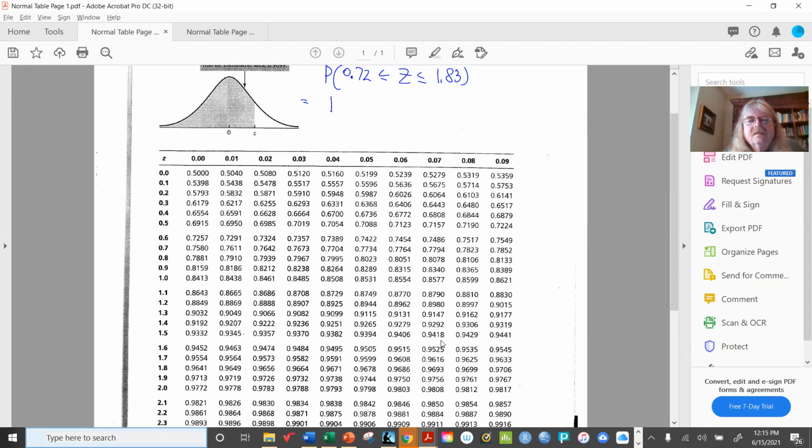All right. That's the starting point. Now, after that, it's easy. For 1.83, we combine 1.8 with 0.03 to come up with 0.9664. For the 0.72, I think we actually did this earlier, 0.7 and 0.2.